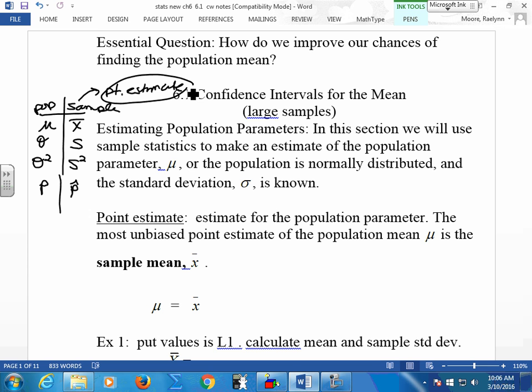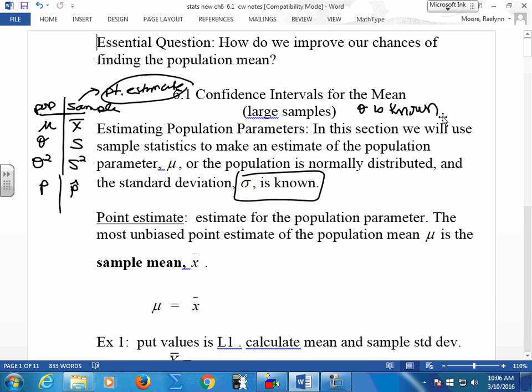So we're going to start off really, really simple. We need to know sigma. This should say when sigma is known. Now, again, our point estimate, this is really important, is that population parameter. In this case, we're doing the mean. It's the x bar. The most unbiased point estimate of the mean is the sample mean, the x bar. So whenever we make an inference about your population, we'll base it on your sample mean, which makes sense, right? We've been doing sampling, figuring out the mean of the sample means and all of that other nice stuff.